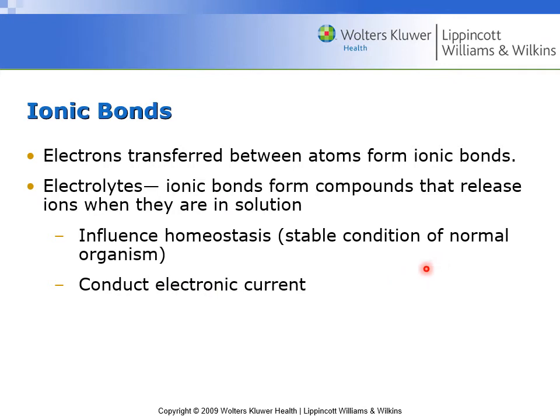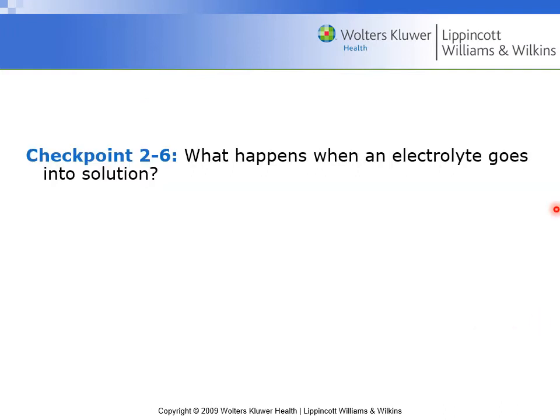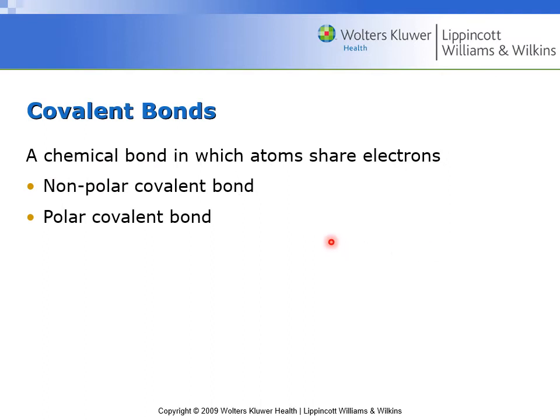A current is just a flow of charges. Therefore, because electrolytes contain these charged particles, they can conduct an electric current, because these charged particles can move freely within the solution. All right, what happens when an electrolyte goes into solution? The ions are formed. Let's look at another one.